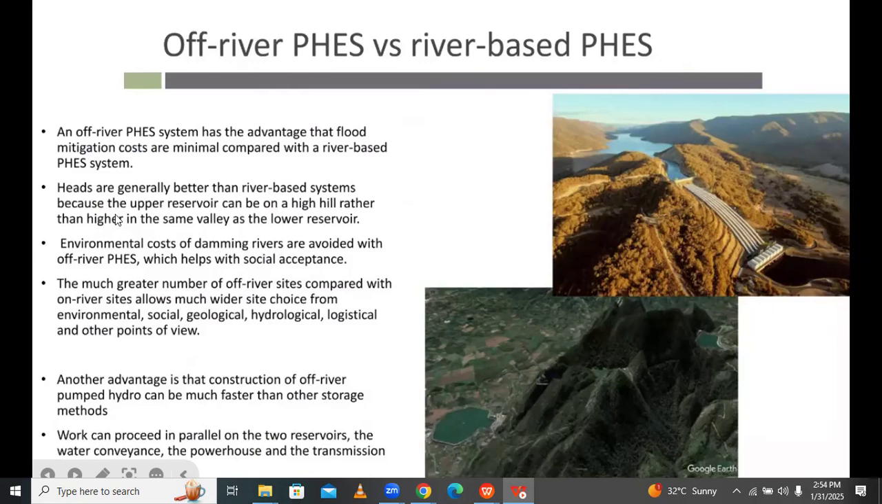Next, heads are generally better than in river-based systems, because the upper reservoir can be on a higher hill rather than in the same valley as the lower reservoir. So this is the comparison of these two, the open loop system and the closed loop system.